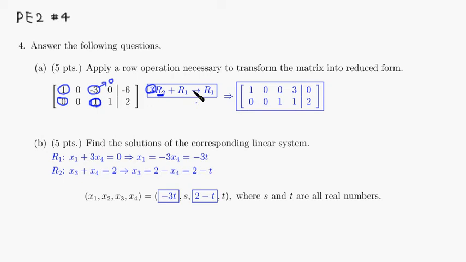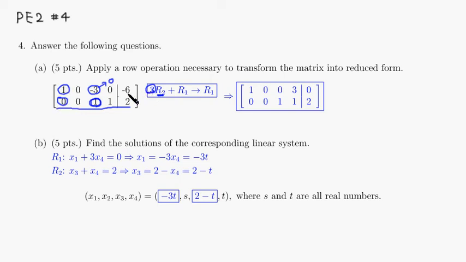So let's compute. In this row operation, the only change occurs in row 1, so row 2 stays the same: 0, 0, 1, 1, 2. Now let's do the row operation. We multiply this row by 3 and add it to row 1.